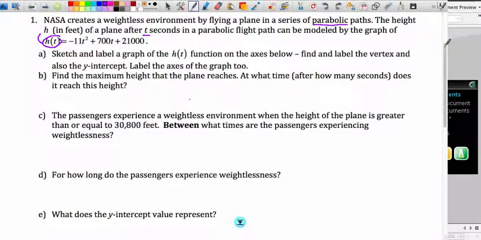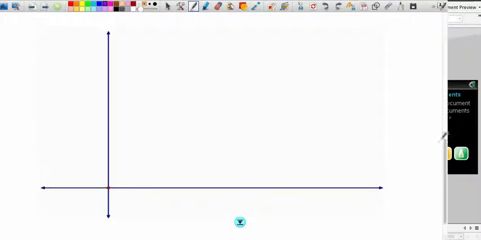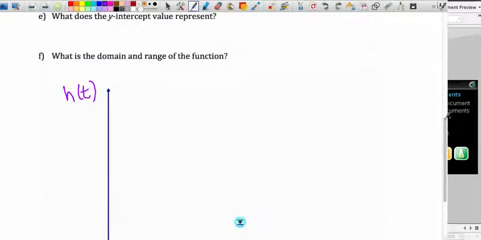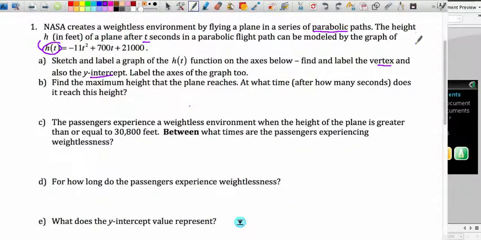Okay, so what we're going to do is, for part A, we have to sketch and label a graph of the h of t function on the given axes, and we're going to find and label the vertex and the y-intercept, and we're going to label the axes of the graph as well. And so down here is where we're going to have the graph. What we would do over here is we would write down t. The x-axis is time. In this case, it would be h of t, which is the height of the plane with respect to time. Okay, we are using the calculator for this, and so I'm going to actually do the sketch on the calculator, and then I'll copy that over at a later stage.